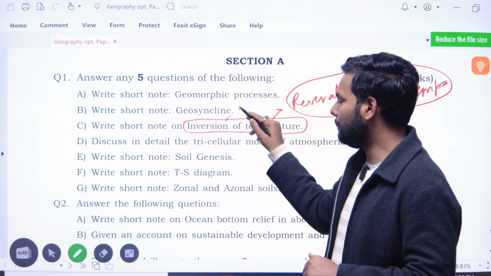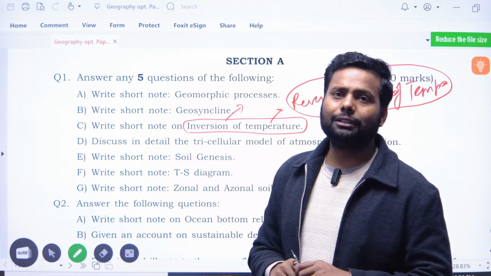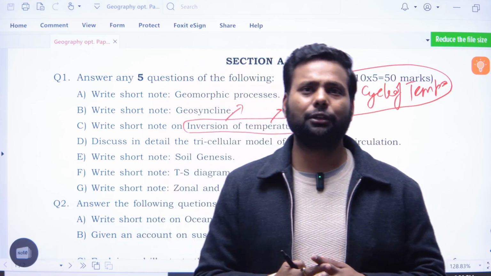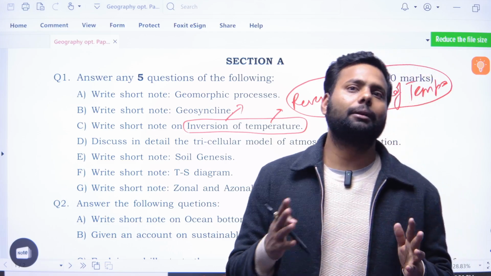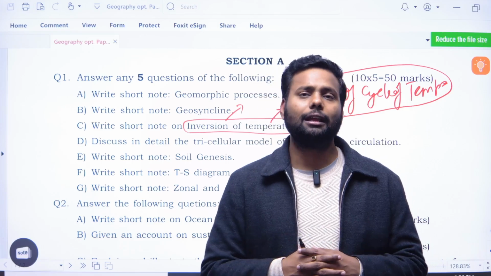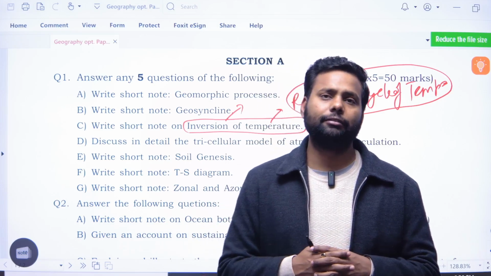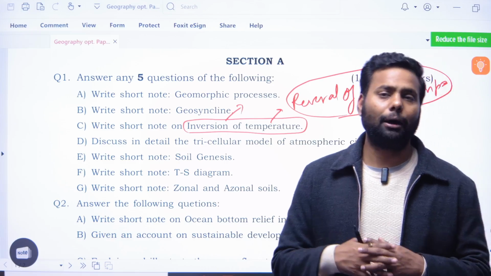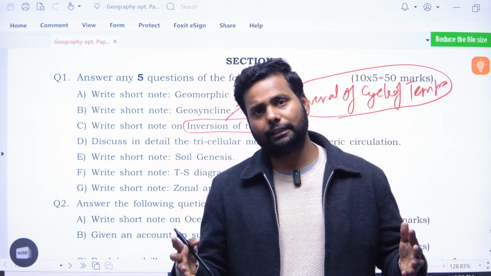So firstly, you have to explain what thermal inversion is. In this question, you should explain the types of thermal inversion as well. How many types of thermal inversion are possible, like the stratospheric thermal inversion, the valley or mountainous thermal inversion, and the plain thermal inversion.